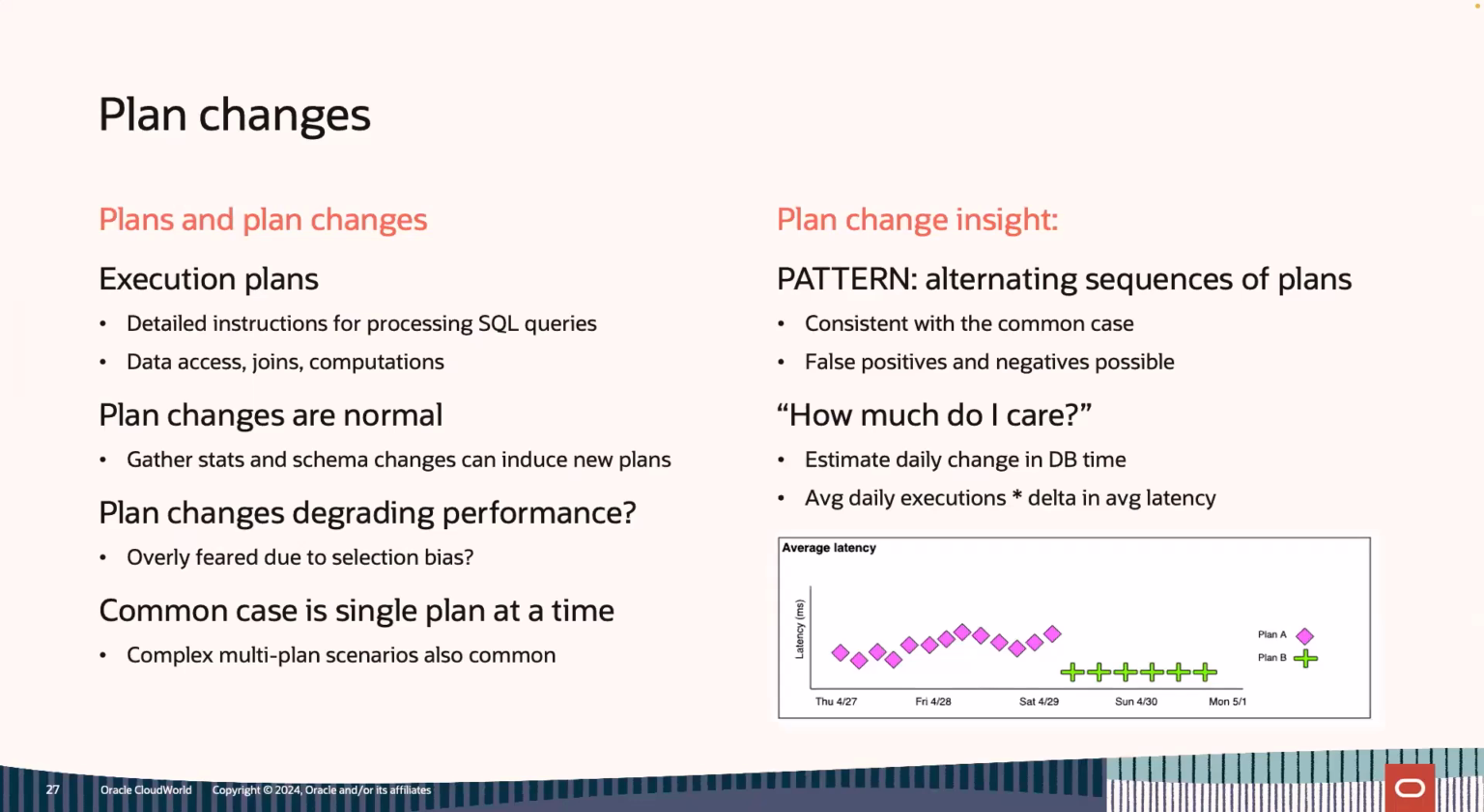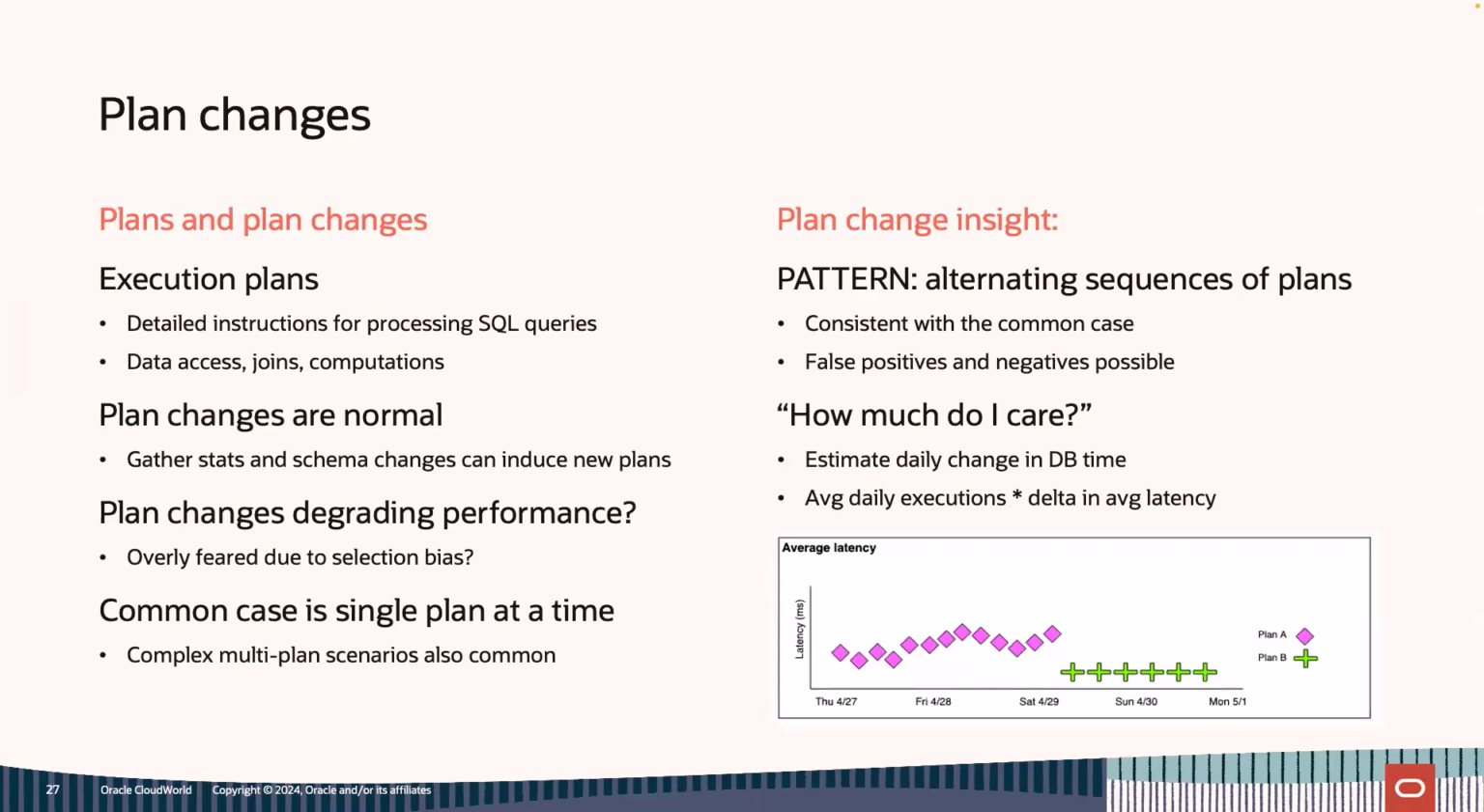did we see, for a given SQL ID, plan A, plan A, plan A, plan A, and then we see plan B, plan B, plan B, plan B? Well, that's the pattern that we would see for the common case. Single plan at a time, new idea, new plan, right? And so that's what we look for. We look for a sequence of one plan followed by a sequence of another plan.